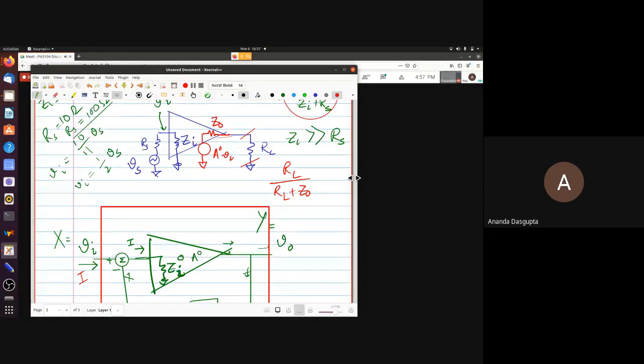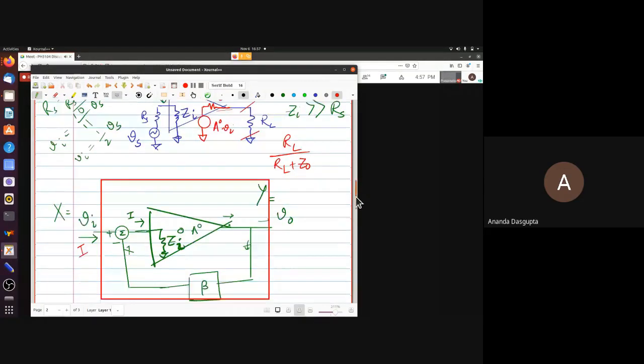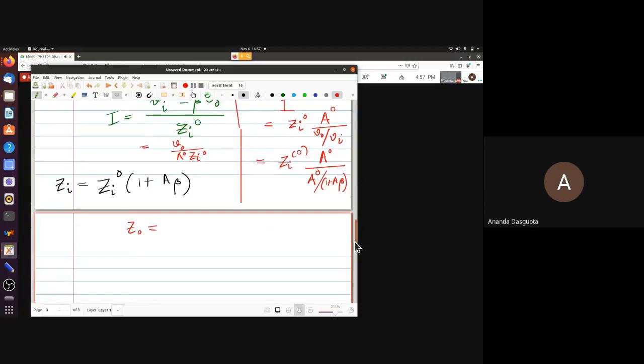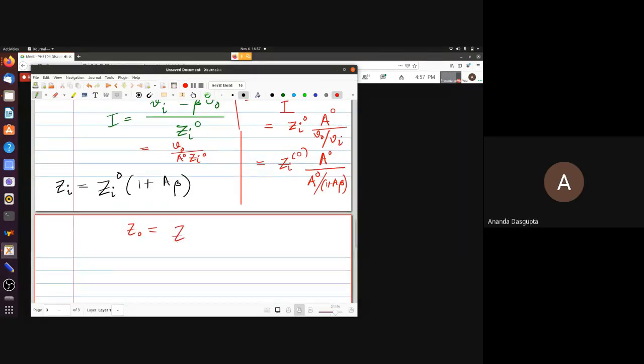If you put in negative feedback, you just saw that what negative feedback does to the input impedance is that it raises the input impedance. What does negative feedback do to output impedance? Actually, it lowers the output impedance. This is something you're going to show in an assignment, that this is what actually happens. Okay, this is small O, that's capital O for the open loop. And this is what happens to output impedance. The output impedance actually goes down.